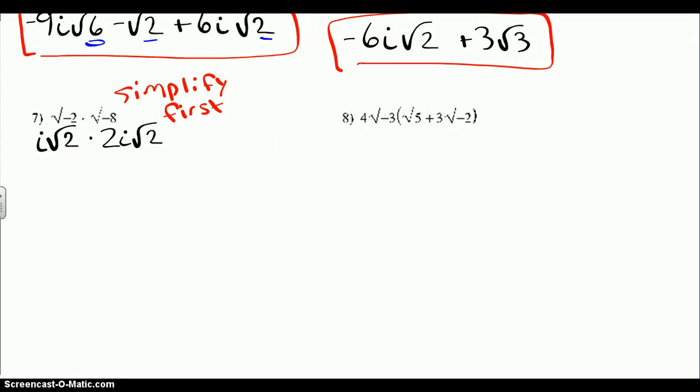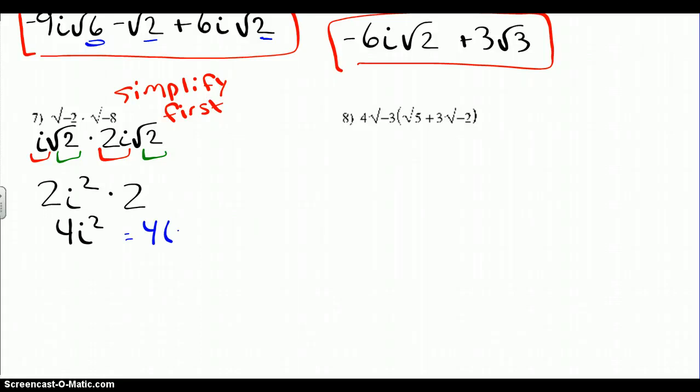So now, I just need to multiply. Multiply the coefficients together. Multiply the radicals together. And you get 2i squared. Root 2 times root 2 just gives me 2. So now I get 4i squared. And we know that i squared equals negative 1. So I can replace with 4 times negative 1, which gives me my final answer of negative 4.